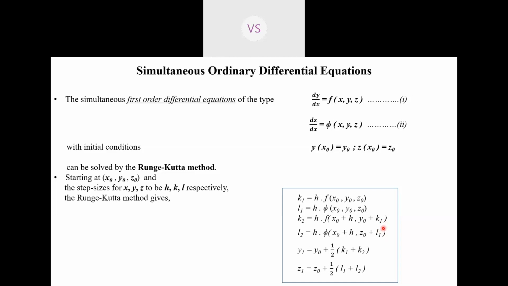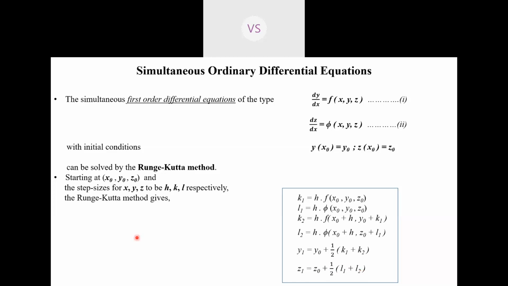Then we are finding y1, which is equal to y0 plus half of k1 plus k2. In this way we are finding the value of y1 as earlier. Z1 is equal to z0 plus half of L1 plus L2. So in this way you have to solve the simultaneous ordinary differential equations. You call it simultaneous when you are having two functions.